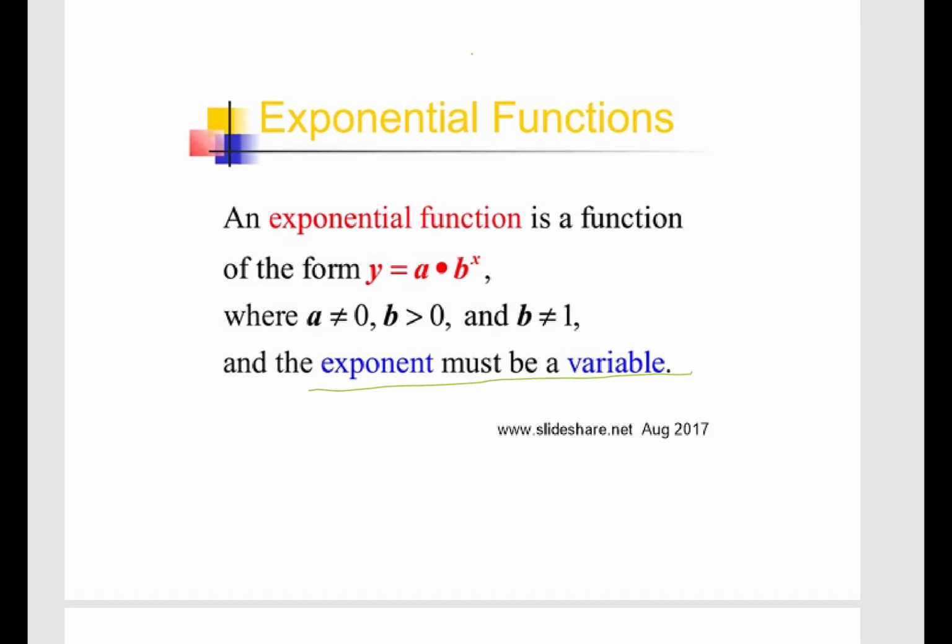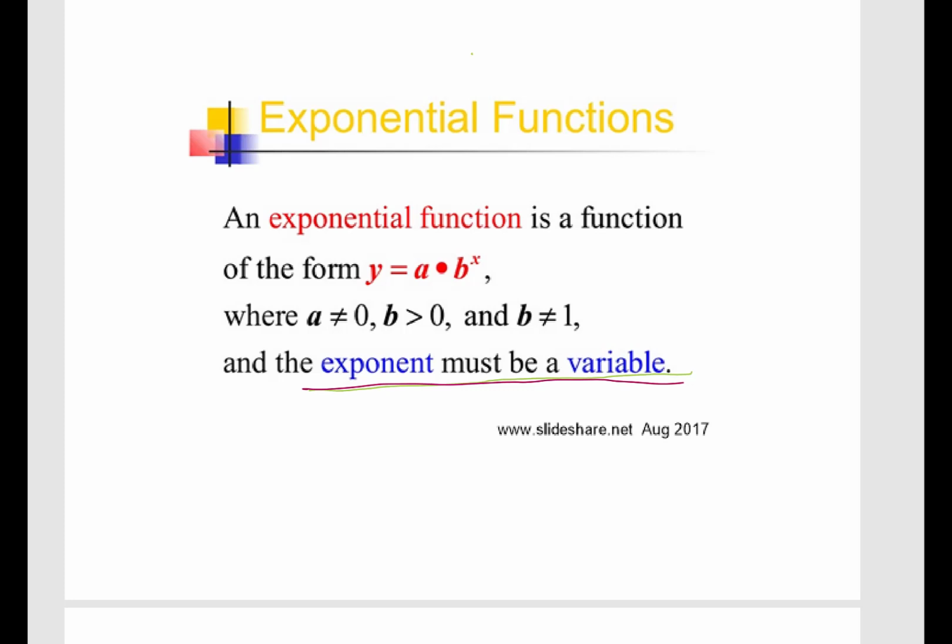So looking here, it says an exponential function is a function of the form y equals a times b to the x power, where a is not equal to 0, b is greater than 0, and b cannot equal 1. And the exponent must be a variable.